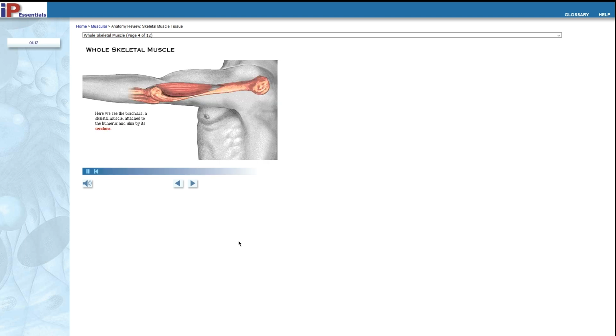Here we see the brachialis, a skeletal muscle attached to the humerus and ulna by its tendons. For a cutaway view, click the muscle.